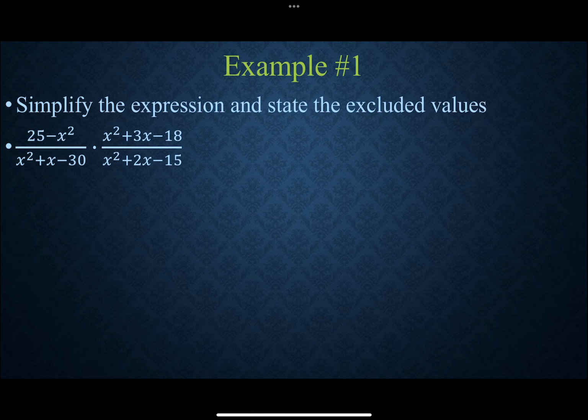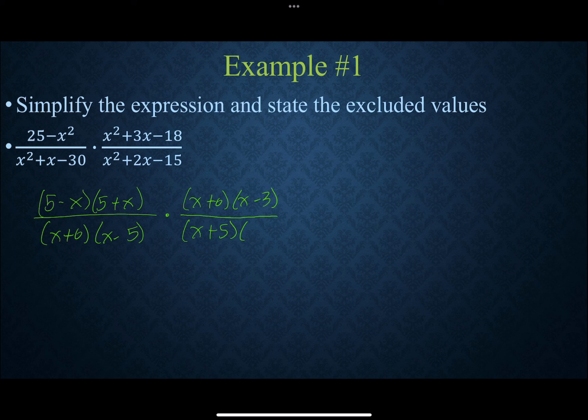So again, there's going to be a lot of simplifying and factoring quadratics going on here. You really need to make sure this is a comfortable skill of yours so you can go through it relatively quickly. So the top will be 5 minus x and then 5 plus x. Bottom would be x plus 6 and x minus 5. And then this next top factors as x plus 6 and x minus 3. And then down here we have x plus 5 and x minus 3.